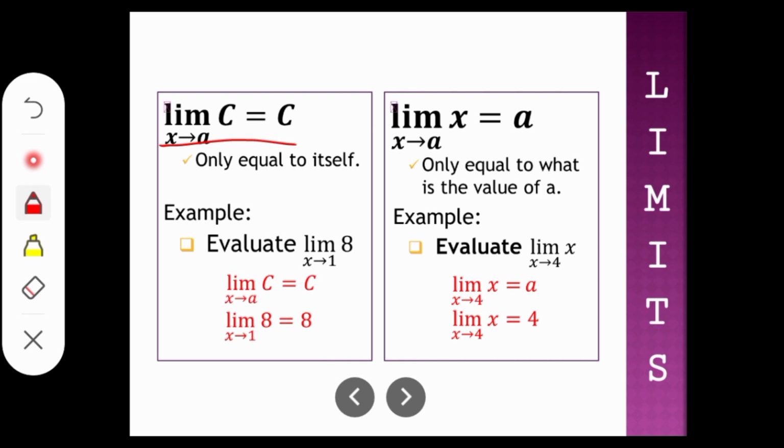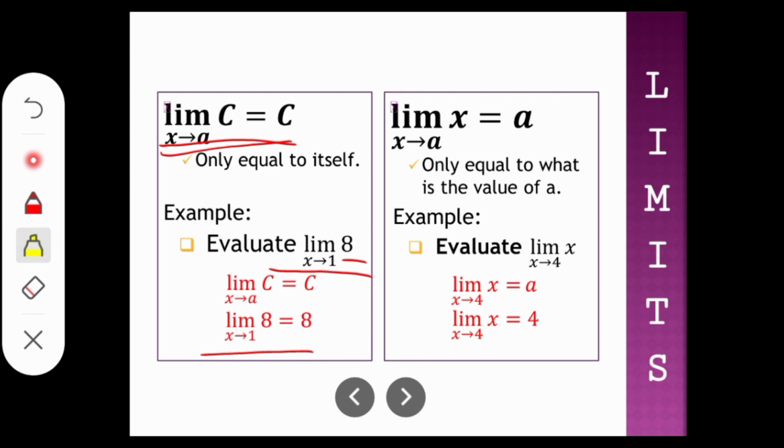So let's have an example. Let's evaluate the limit of 8 as x approaches 1. Notice that there is no x term here, so by property number 1, whenever we evaluate the limit of a constant, that is equal to the constant itself. Our constant value is 8, so the answer of the limit of 8 as x approaches 1 is equal to 8. That is our property number 1.